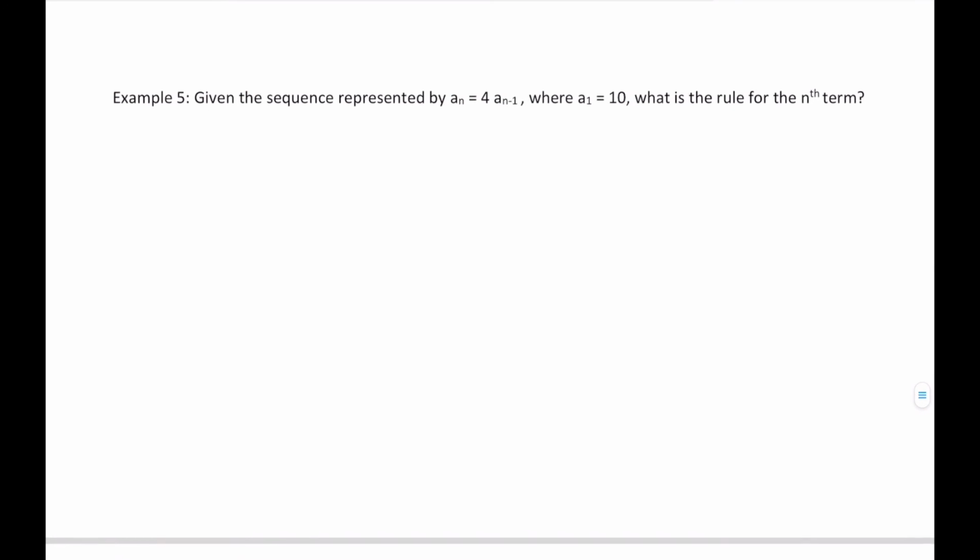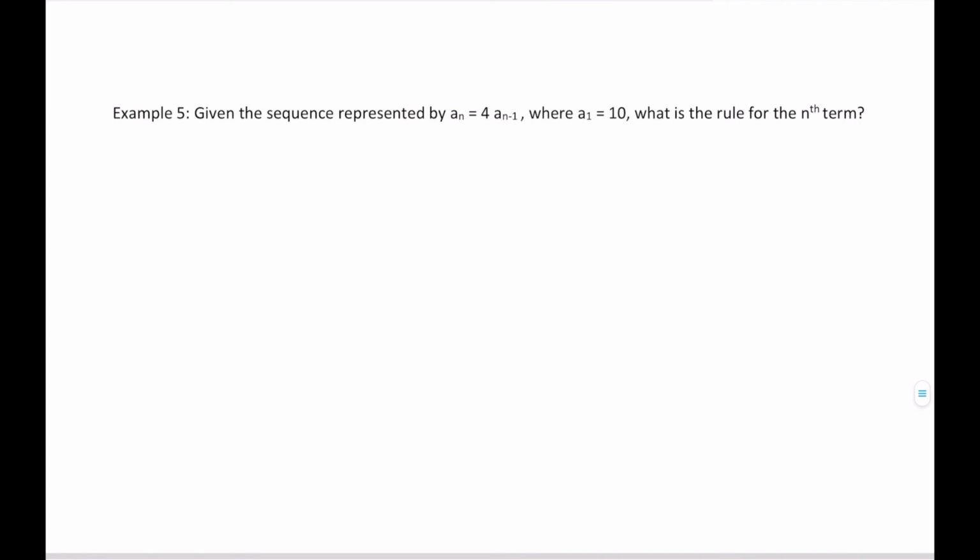Example 5. Given the sequence represented by a sub n equals 4 times a sub n minus 1, where a1 equals 10, what is the rule for the nth term? So we're looking for the explicit rule here given a recursive rule. I always find it handy when I have a recursive rule just to write out the first few terms of the sequence. That just helps you get your mind right about what it is you're looking at. A1 is 10. Easy enough. The next number is found by multiplying the previous number by 4. So 10, 40, 160, 640, ... Okay, now that I see it written out, I can pick off my common ratio, which is 4, because I'm multiplying by 4 each time.